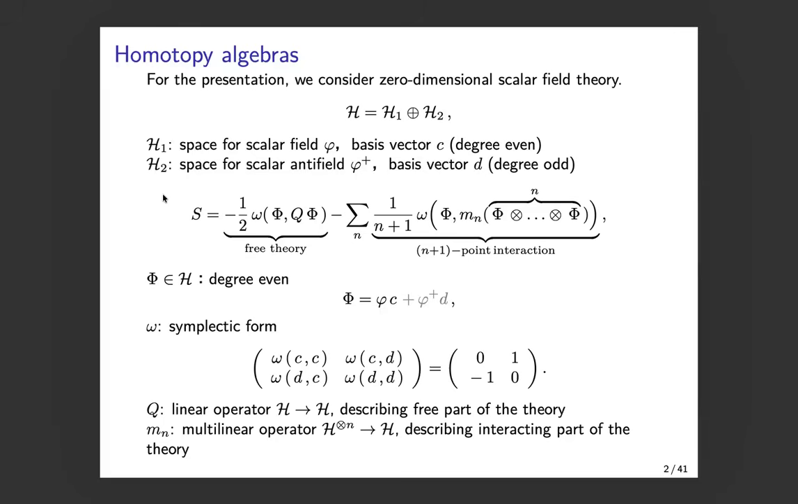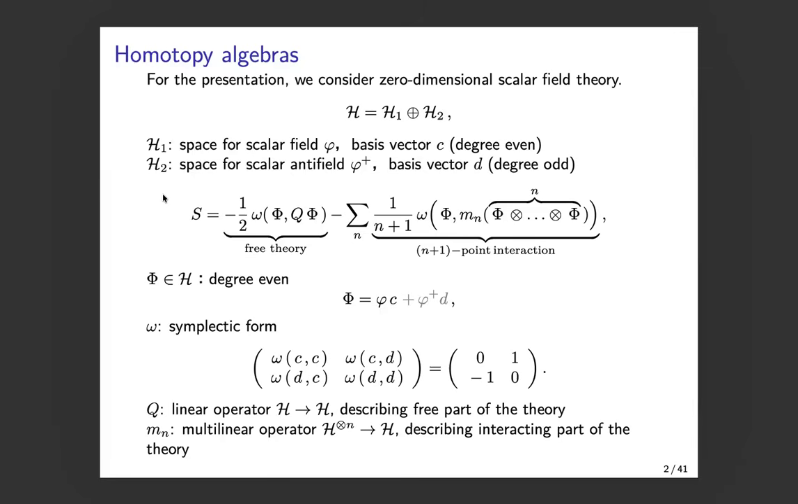And there are operators Q and Mn. First, Q is a linear operator from H to H, describing the free part of the theory. So we define this part as the free theory. And there is also the operator Mn, a multi-linear operator from H tensor n to H, describing the interaction part of the theory. When we fix n, this part corresponds to the n+1 point interaction.